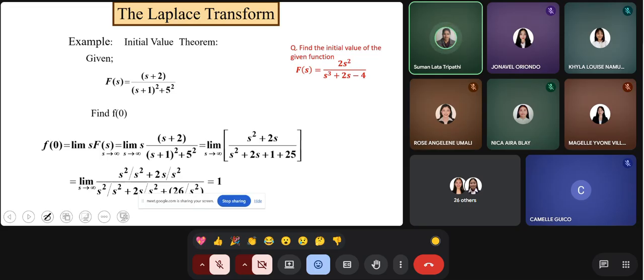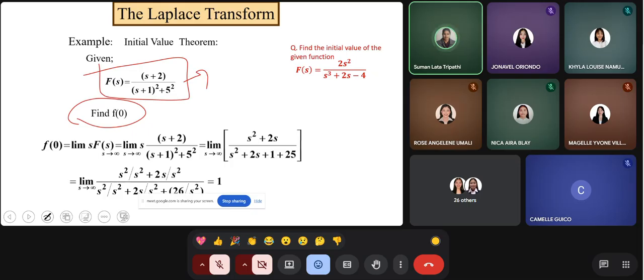Suppose your function is this one, this is your question, and you want to find the initial value of it. Because in this question the function is already in the S domain, either you convert it to the time domain and then get the answer, because the question is to find f(0), but converting this to the time domain will unnecessarily take time. So it's better to do it in the S domain only.